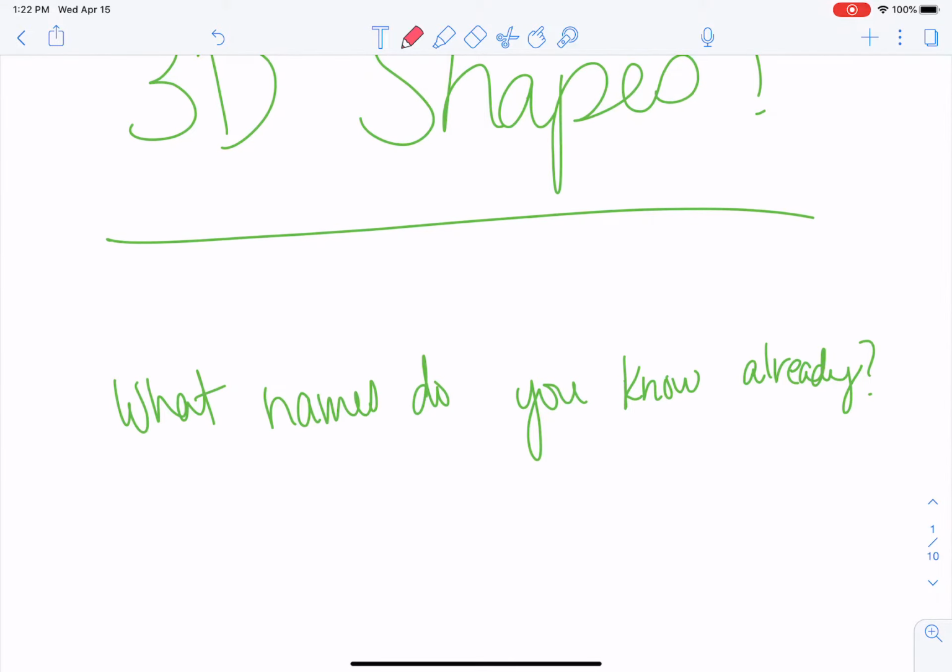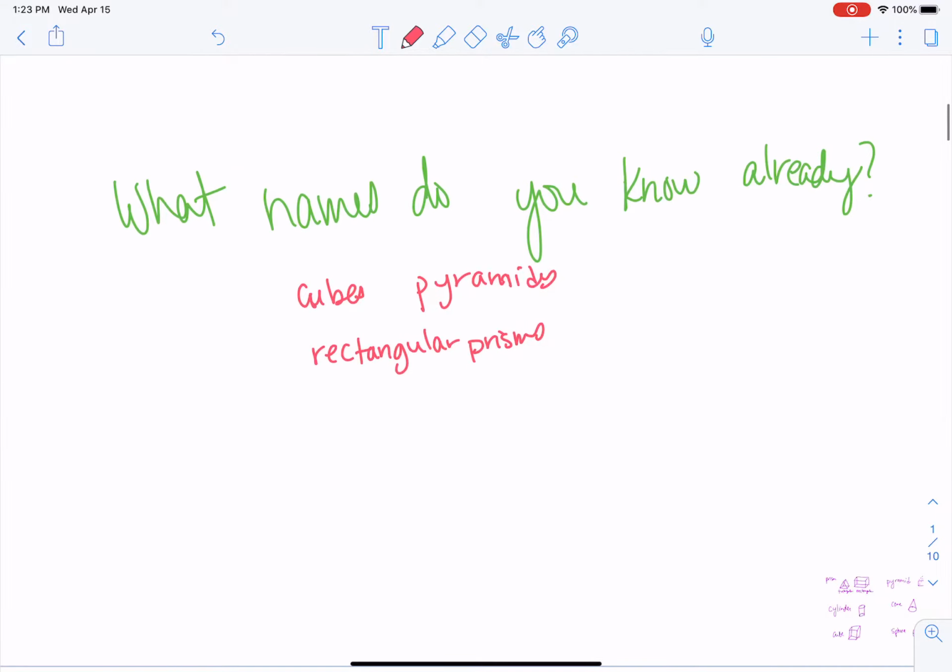I know a lot of people have talked about cubes, pyramids. Other people said they knew about rectangular prisms, which is like a Kleenex box. Cylinders, maybe, like your cans, maybe. A cone, like an ice cream cone. Those are just a few to kind of start. Maybe spheres we've heard of before. So we're going to add some kind of 3D shapes to your repertoire.